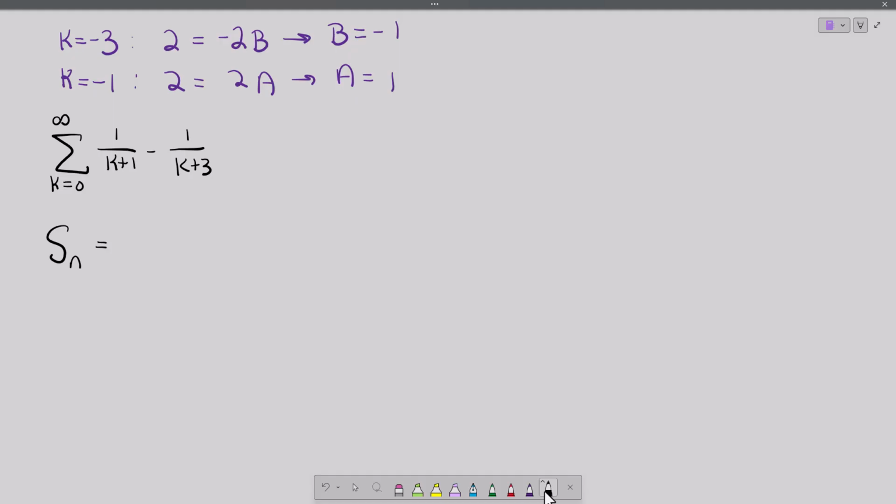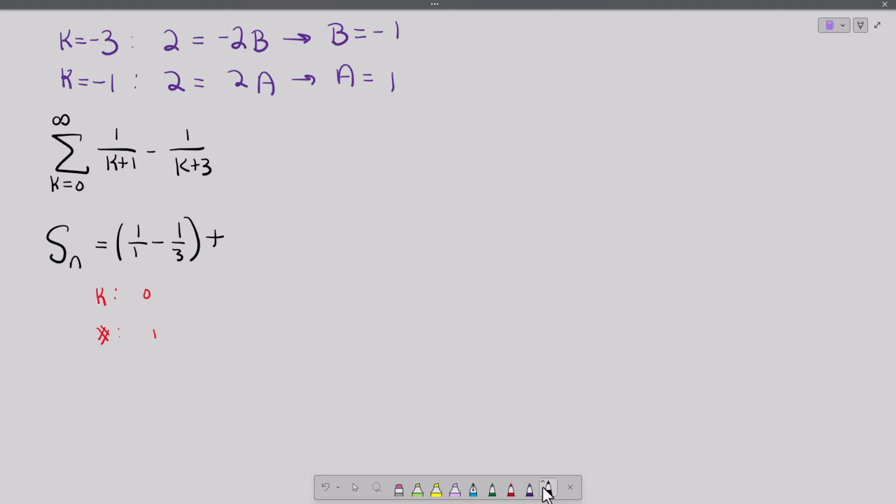S sub n means the sum of the first n terms. And so it's helpful down below to have k values and a counter, like number. You can call it n or you can call it a number, whatever you want. So the very first term is when k is 0. So if we plug in k equals 0 here, we are going to get 1 over 1 minus 1 over 3. So that's going to be the first term. The first term corresponds to a k value of 0.